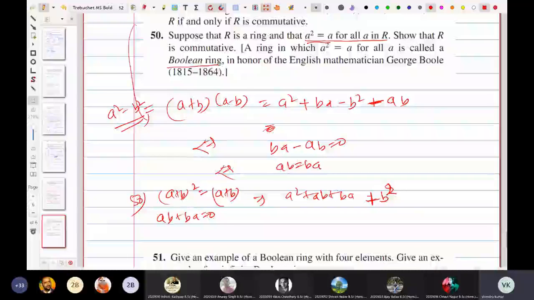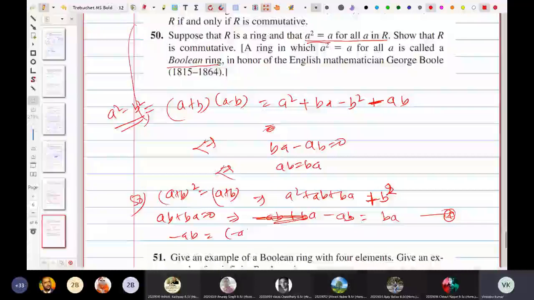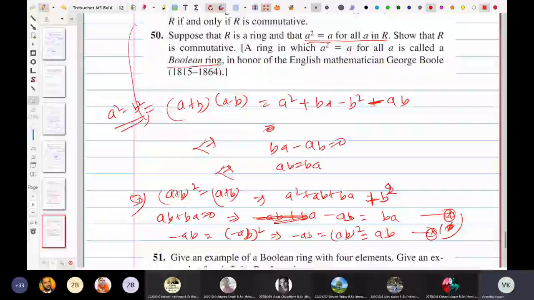So ab plus ba equals 0. This implies that minus ab equals ba. Suppose this is star. Also minus ab equals (minus ab) whole squared, and this implies minus ab equals ab squared, and ab squared is nothing but ab. So this is star dash. From these two, minus ab is there, the left side is equal, so this implies that ba equals ab.